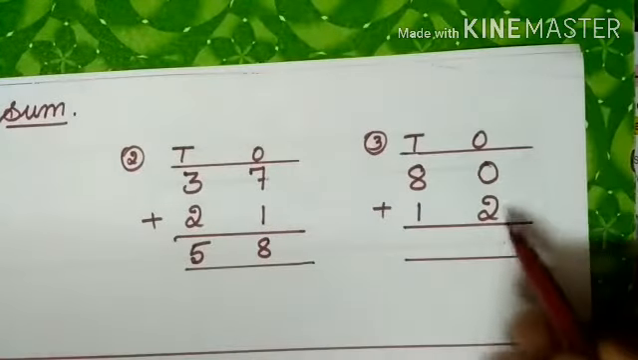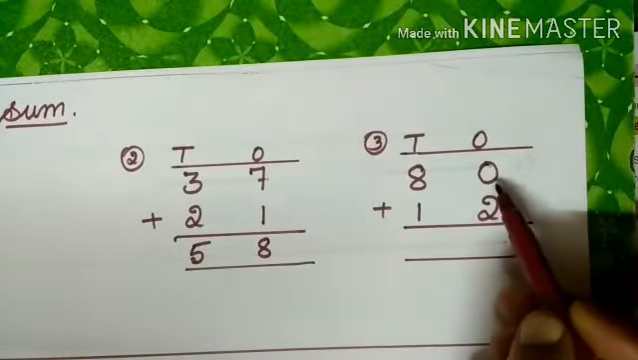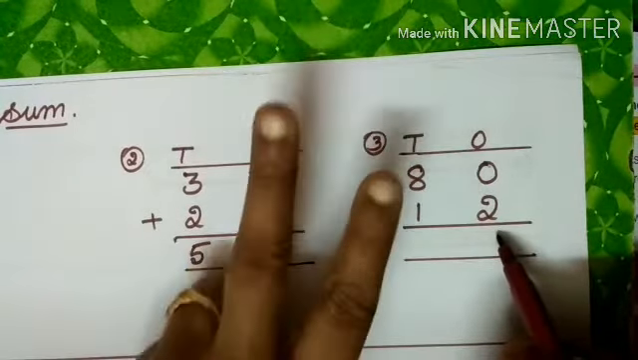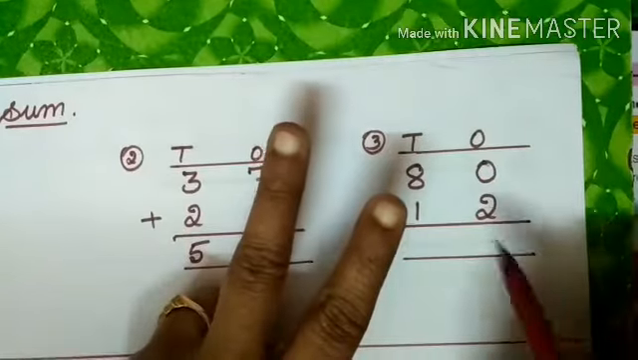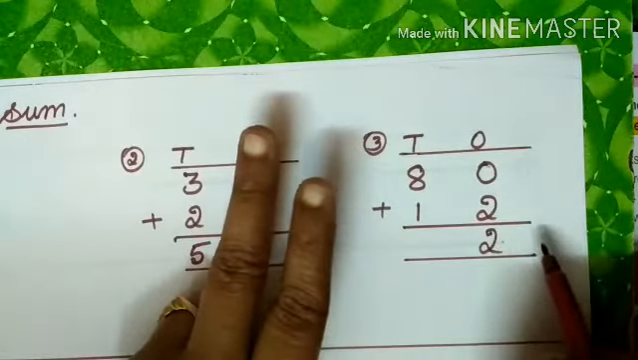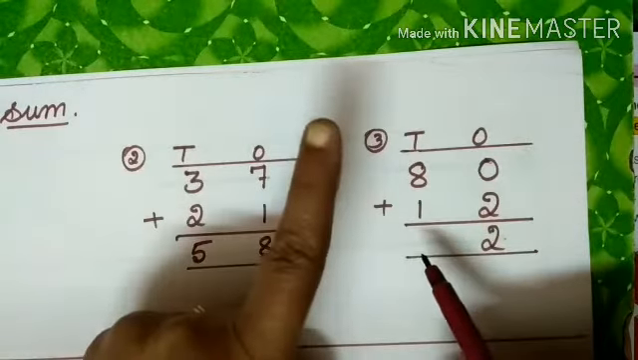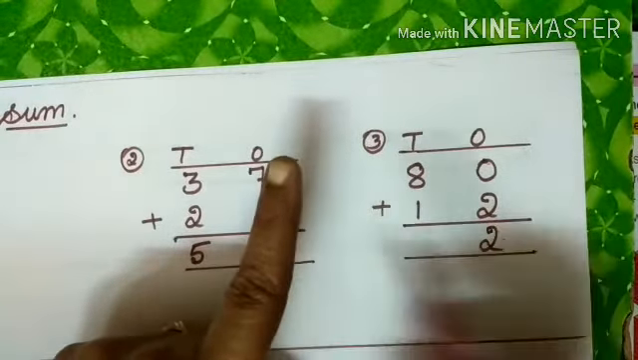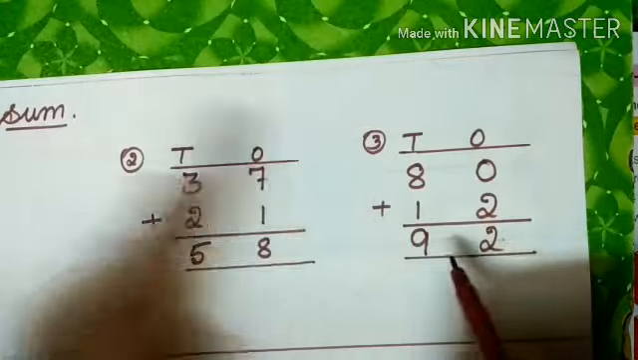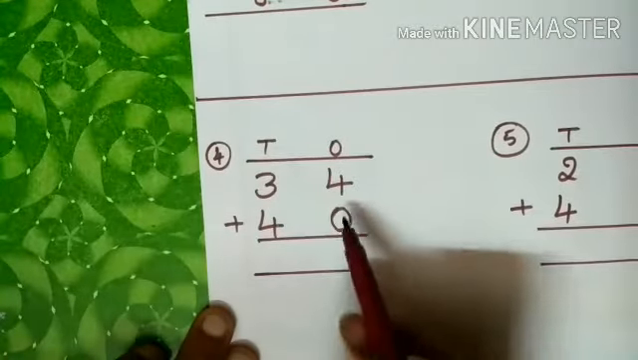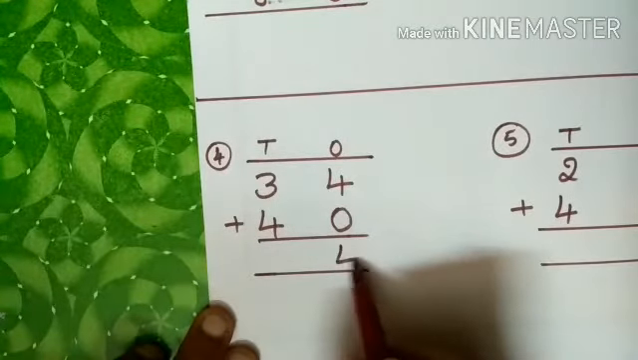Next 0 plus 2. 0. If you are added 0 to 2 means we will get 2 only. I have 2 fingers. 0 means nothing to add means just you write here 2 only. Now 8 is in your mind. 1 is in your finger. 8 after 9. Write here 9. Next sum is 4 plus 0. 4 plus 0, 4 only.